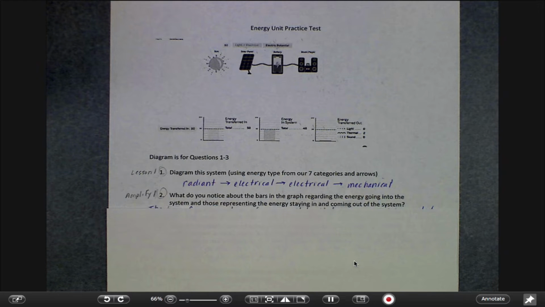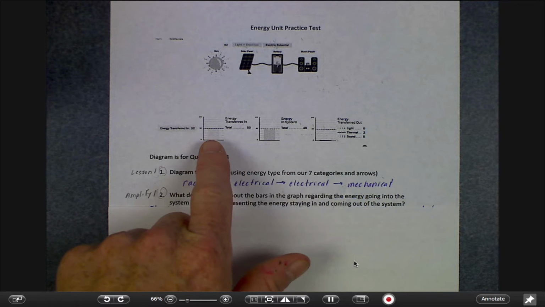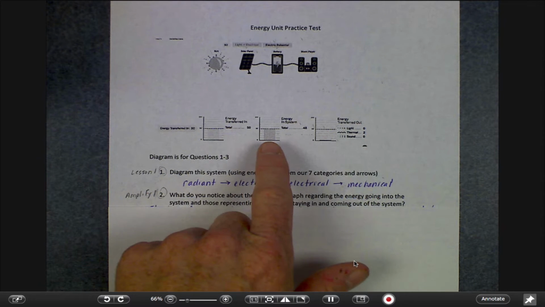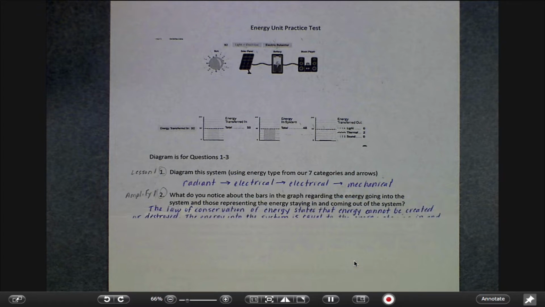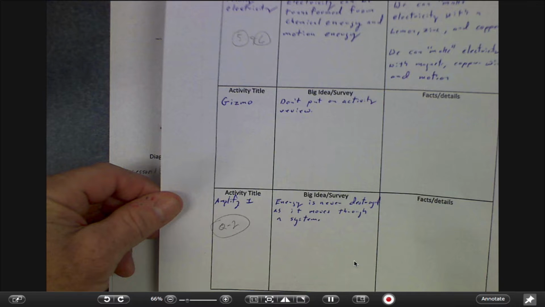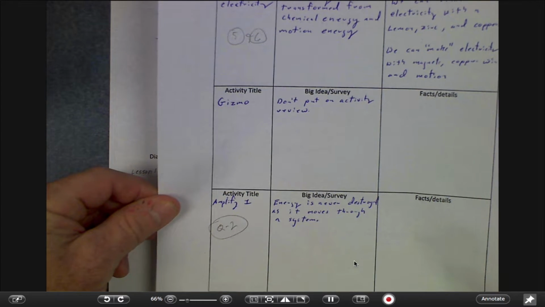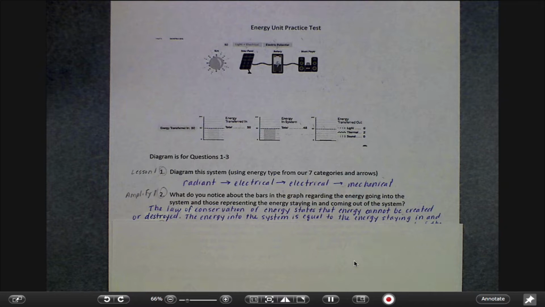Next question. What do you notice about the bars in the graph regarding the energy going into the system and those representing the energy staying in the system and coming out of the system? Well, hopefully you're going to say that you recognize this bar is the same total height as these bars. Not only is this shown right there, but more importantly, we also know from the law of conservation of energy that we never create or destroy energy. What goes in always comes out, and we did that in amplify number 1. So that was the big idea in that particular one with the law of conservation of energy.